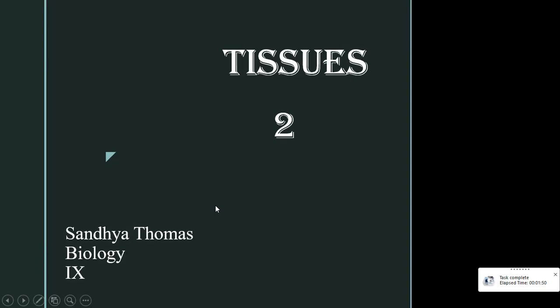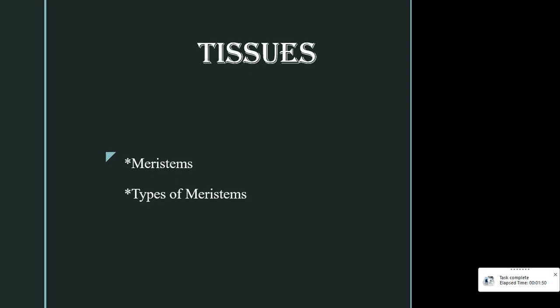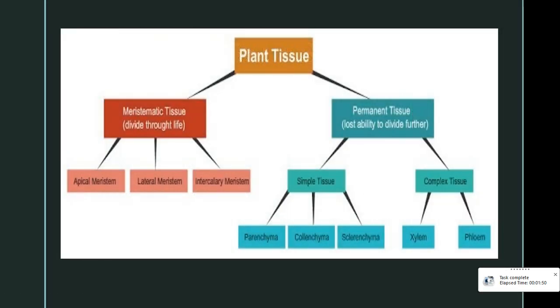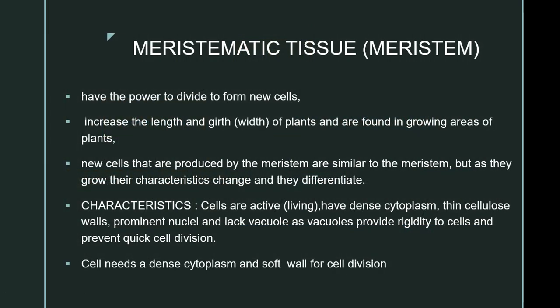Welcome to the second video session of the chapter Tissues. In this module, we will learn about meristems and the types of meristems. Plant tissues are of two types: meristematic tissues, which have the capacity to divide, and permanent tissues, which have lost the capacity to divide. Let us learn in detail about meristematic tissues or meristems.